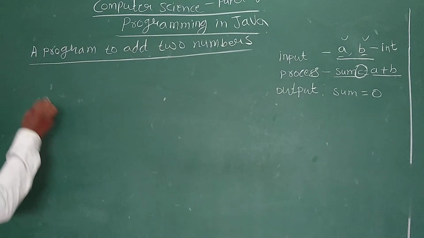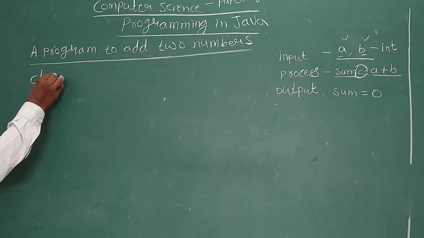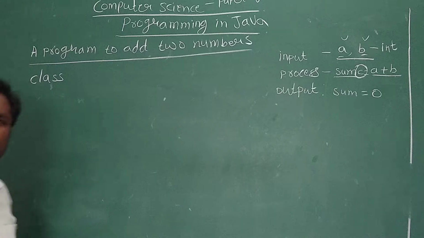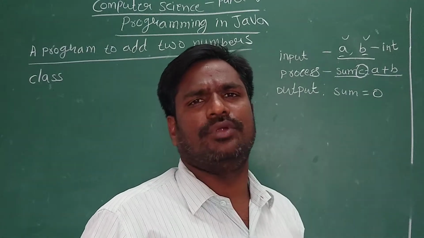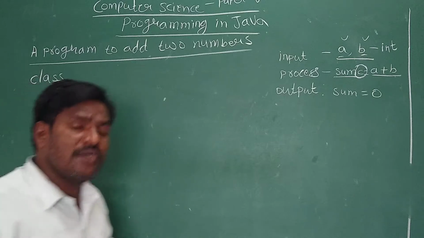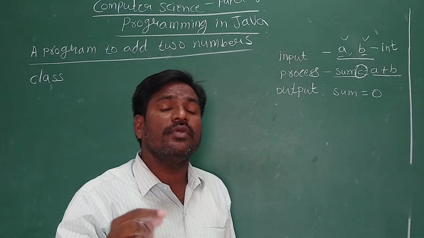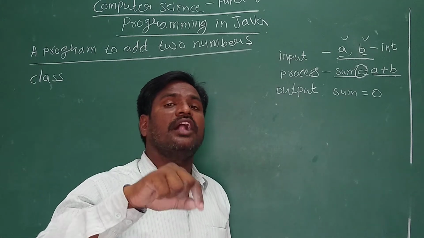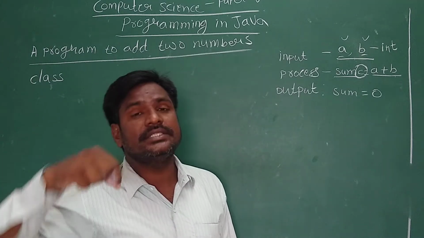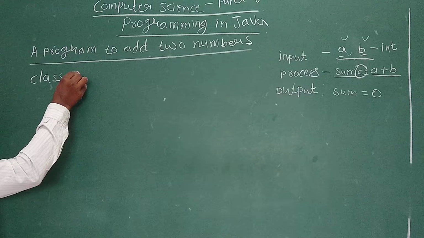How to write a sample program in Java? Every program execution starts with the main method. But Java is a purely object-oriented programming language. That means the main method also must reside inside of the class definition. So first we have to define a class, then the class name.